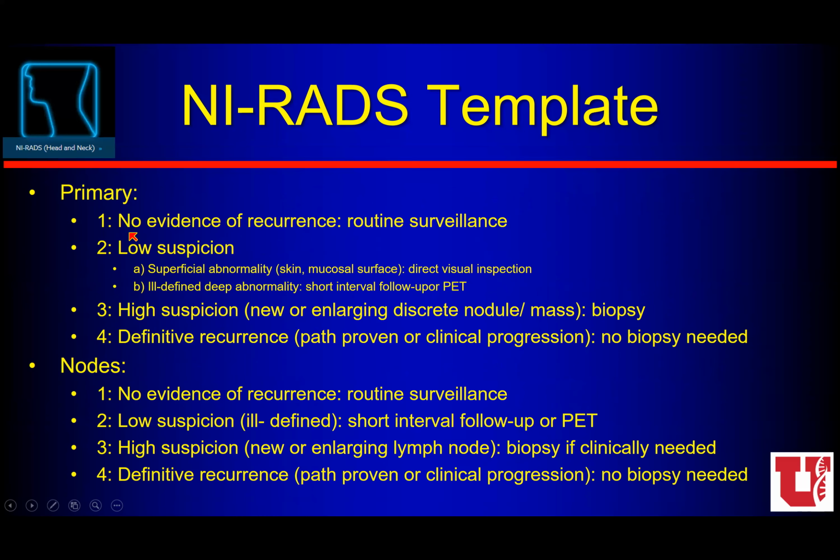And again, for the primary, level 1, no evidence of recurrence. Level 2, low suspicion. 2A is superficial. 2B is deep. 3 is high suspicion. 4 is definite recurrence. And same thing for lymph nodes, for neck nodes and the neck. So we have staging for the primary and staging for the nodes.